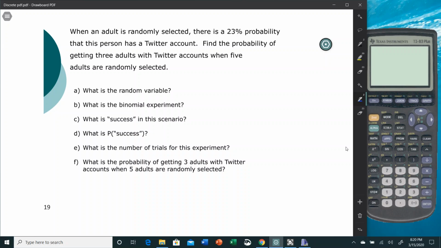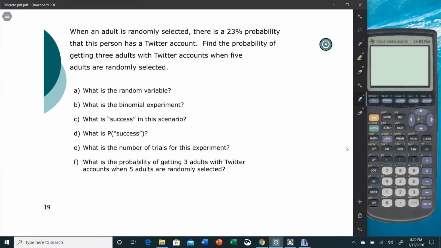So if a person is selected, they either have a Twitter account or they don't have a Twitter account. So that's the success-failure experiment. The success-failure experiment is having a Twitter account. What's the random variable here? Well, the random variable can count the number of people with a Twitter account, because in this section of the course, we're working with random variables, and we're working in particular with discrete random variables. Discrete random variables are counting something.